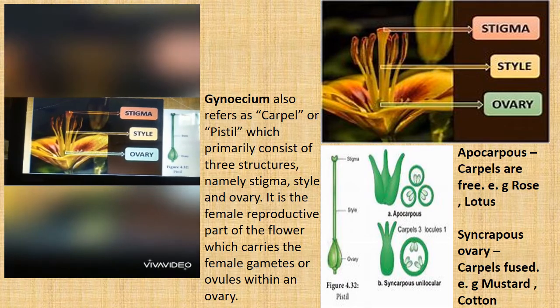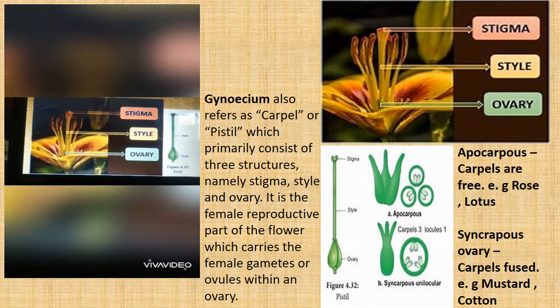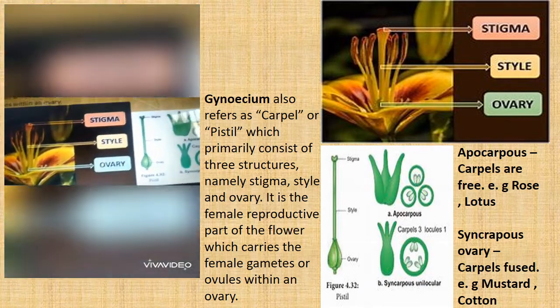Last part is ovary. It is the swollen basal portion of the carpel. The inner cavity of the ovary may consist of a single chamber or be divided into several chambers. Each chamber contains one or more rounded egg-like bodies, which are the rudiments of seeds. You can look at the diagram.